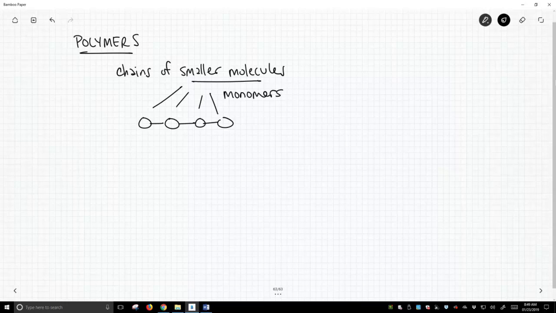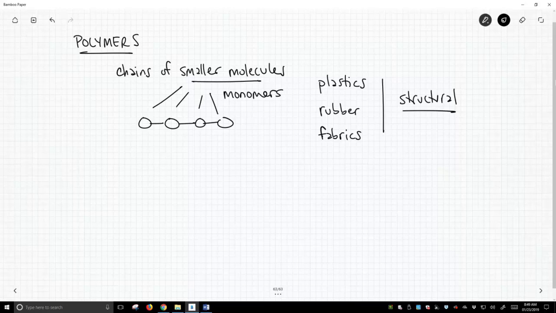I think when most people think of polymers, they think of plastics, things that are made out of rubber, a lot of fabrics, clothing fabrics are made out of polymers. So these are really structural polymers. They're materials that we construct from these individual monomers, and we make these chains, and then the materials can be woven or formed or molded in a way to give objects that are useful to us.